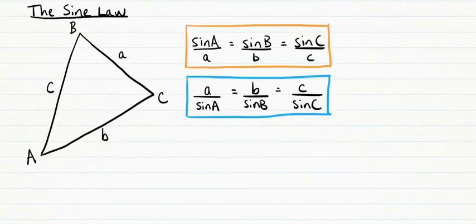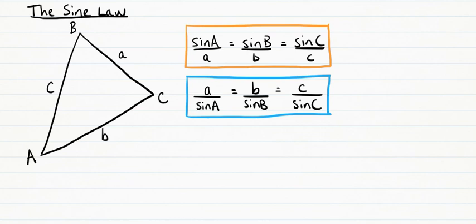Hello, this video is going to introduce you to the sine law. Primary trigonometric ratios and the Pythagorean theorem can only be used for right triangles. For triangles that don't have a 90-degree angle in them, or if we don't know if there's a 90-degree angle in those triangles, we need other options for how we can solve for unknown angles or unknown side lengths. The sine law is one of those options.